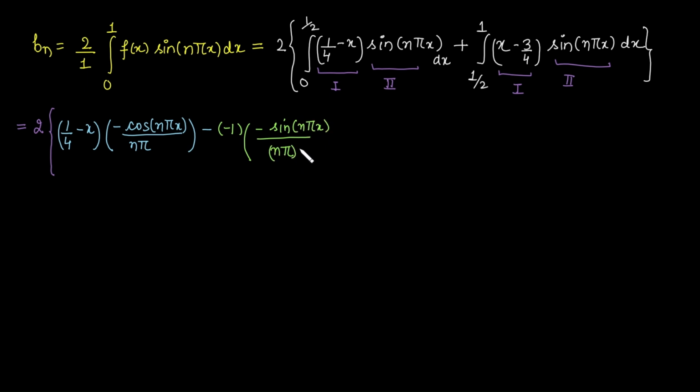So, we can take the square term. The derivative of minus 1 is 0. It means there is no need to take the next term in this case. This is the value of integration for these two functions from 0 to half, plus, in this case, the x minus 3 by 4 function is as it is.